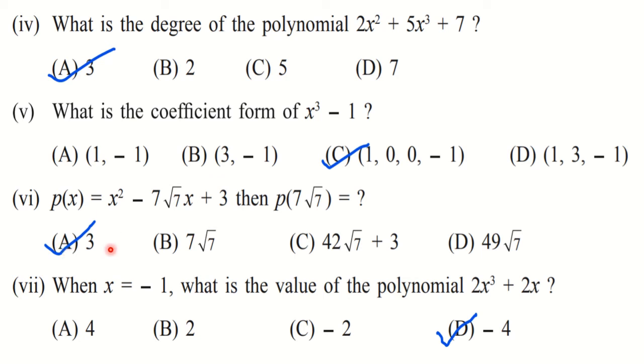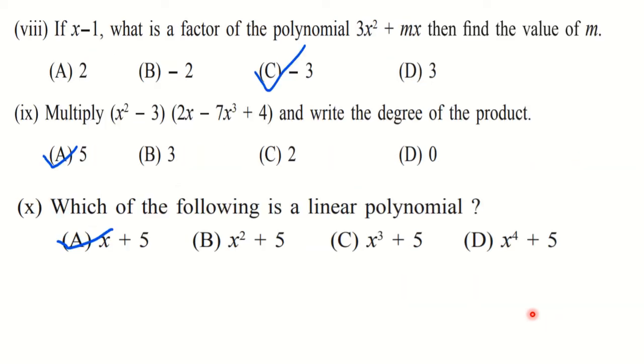Option A. Last one. When x is equal to minus 1, what is the value of the polynomial 2x cube plus 2x? Here in place of x you have to write down minus 1. So minus 1 cube is minus 1, so the answer of this term is minus 2. And here 2 into minus 1 is again minus 2. Okay, so here minus 2 and minus 2. Answer is minus 4. Option number D.